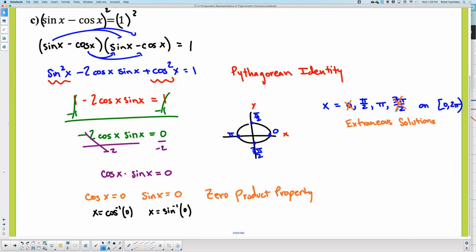Same thing would be with 3 pi over 2, same case. So those are extraneous solutions. So your true solution set would be pi over 2 and pi on the interval 0 to 2 pi. So that's the true solution set there, and we verified that from the graph.